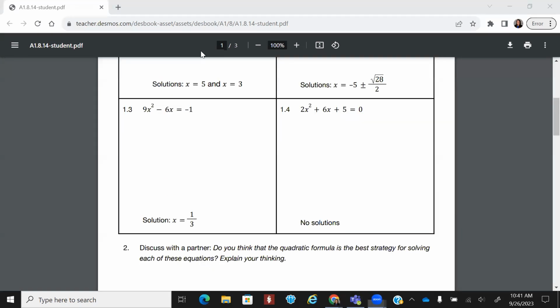The first thing that you have to do is write this in standard form. So it's going to be 9x squared minus 6x plus 1. So you got to put this in standard form. Try this one.